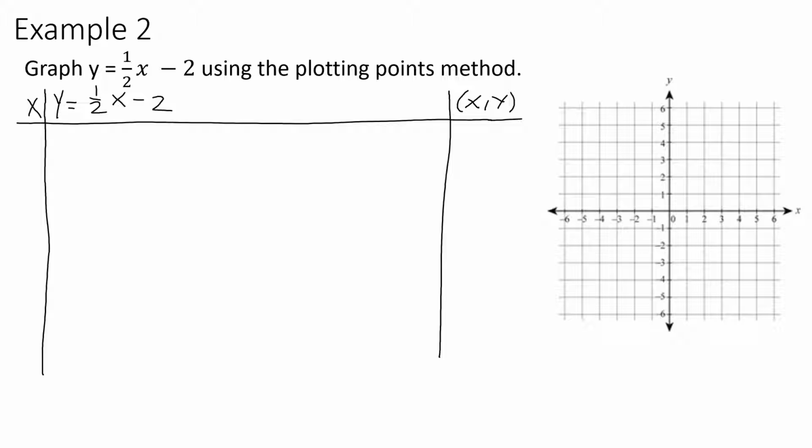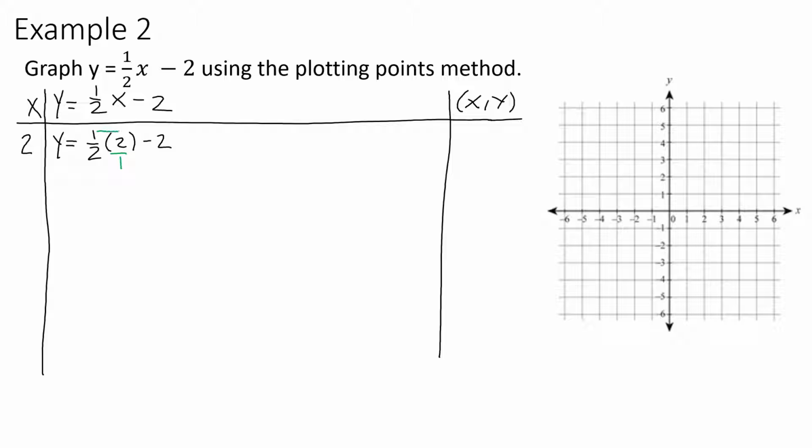So we can do 2 as the first x value. So if x is 2, then let's calculate y. So y equals 1/2 times 2 minus 2. So I do multiplication first, so I need to multiply the 1/2 times the 2. If it helps, you can write that 2 over 1. So now I'm multiplying two fractions, 1/2 times 2 over 1.